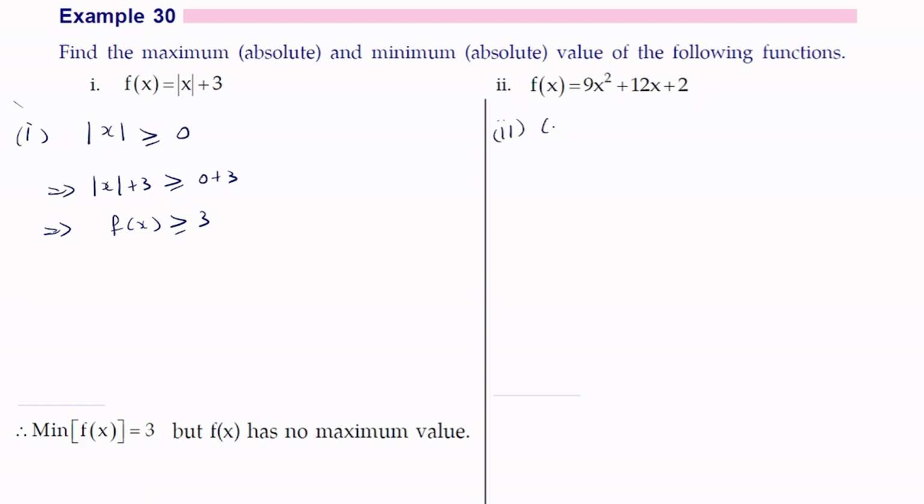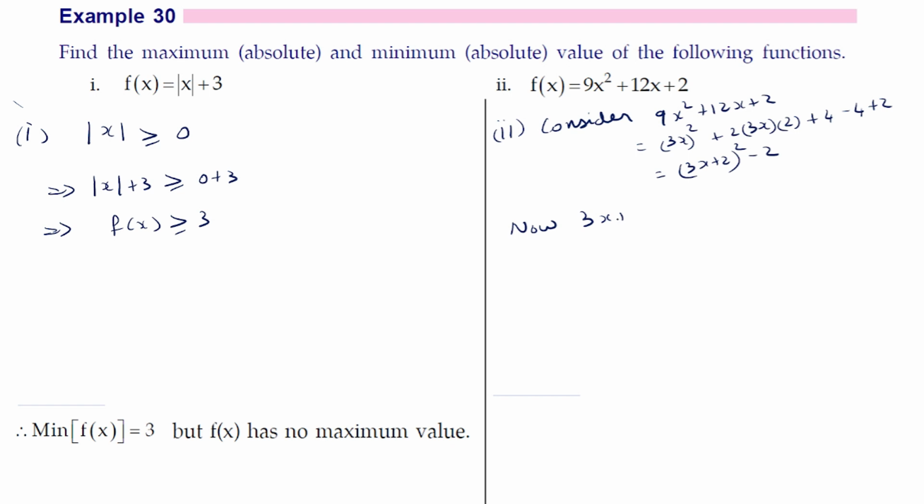Second subdivision, consider 9x² + 12x + 2. So this is 9x², which is (3x) the whole square, plus 2 into 3x into 2. I am adding and subtracting 4. So this is nothing but (3x + 2) the whole square minus 2.